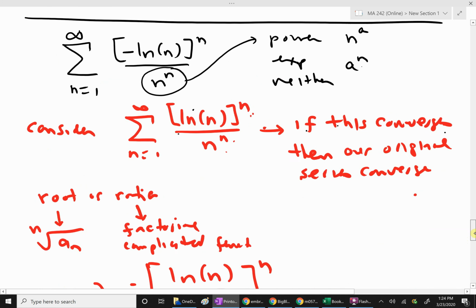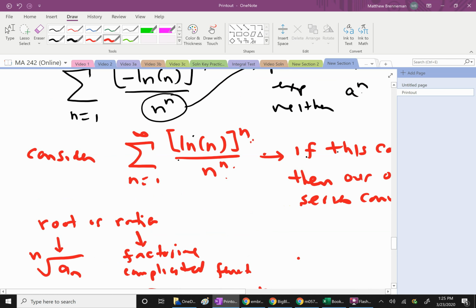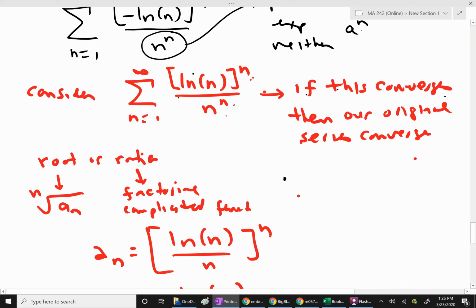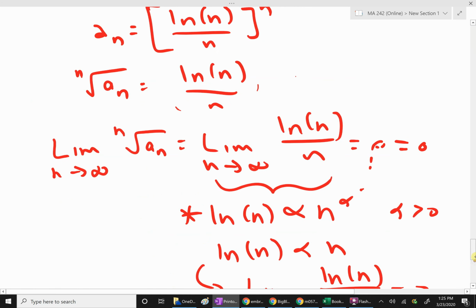Now, if you tried the ratio test, here's what happens a lot of times: there are times when you look at this and you try the ratio test and it won't work, and then you have to try the root test. So it's kind of fun to play around and see what you would have got. Just for fun, try the ratio test. See what would have happened.